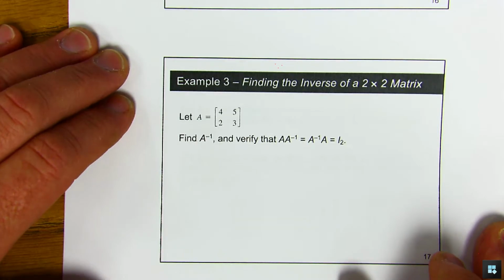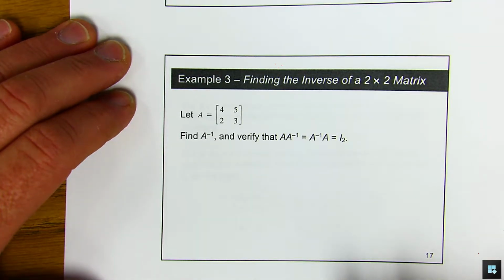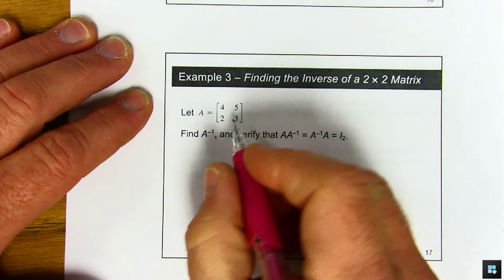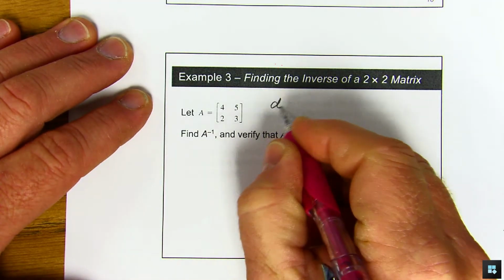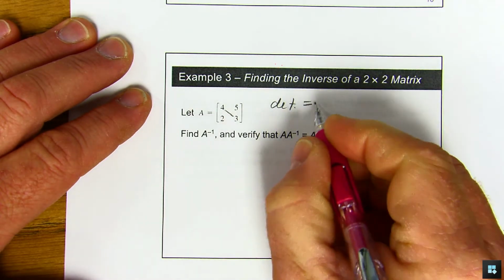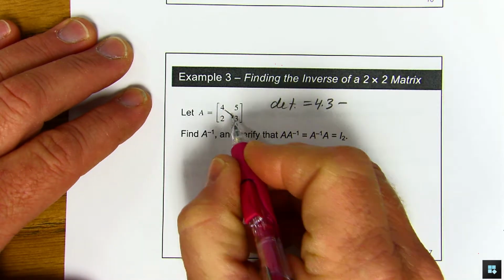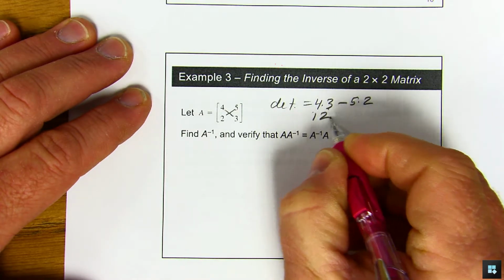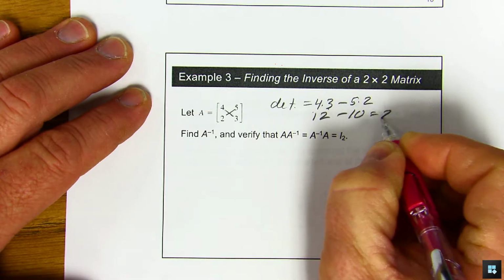Number 3 says, find the inverse and then verify that they truly are inverses of one another. So, to find the inverse, the first thing I'm going to do is find the determinant. To find the determinant, I take 4 times 3 minus 5 times 2. Well, 4 times 3 is 12, minus 5 times 2 is 10. That's going to be a 2.